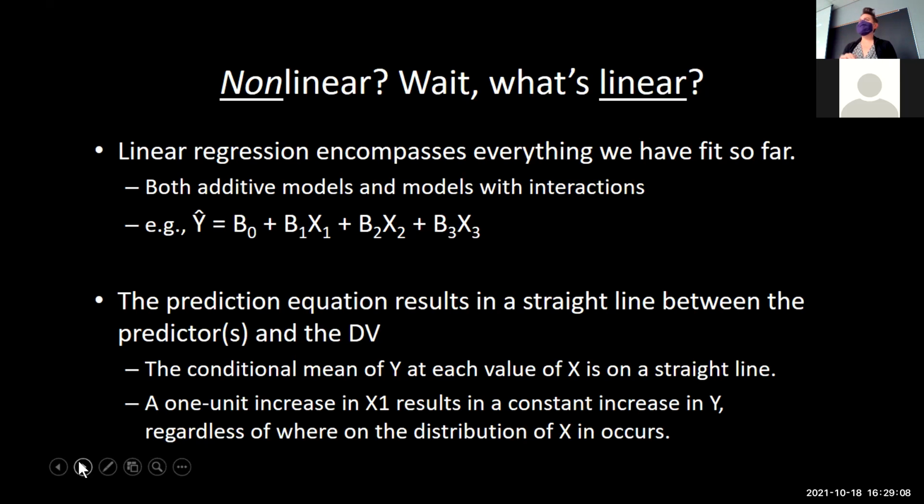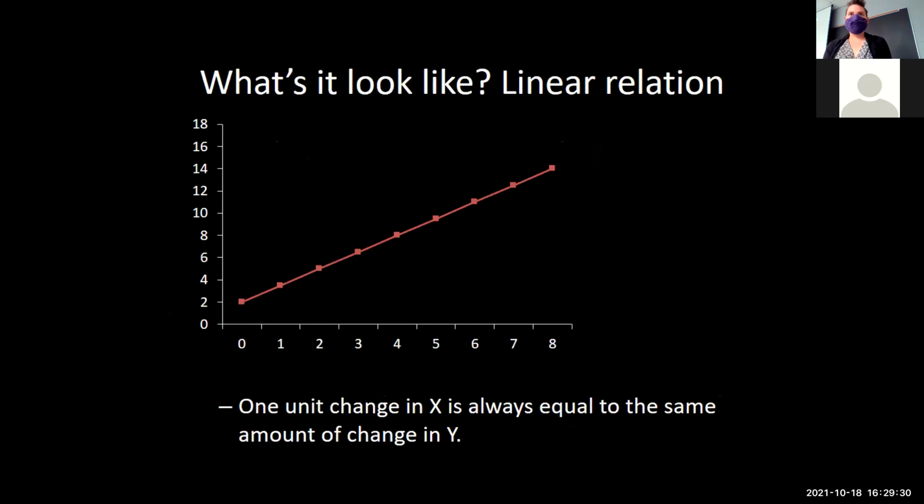So you get a conditional mean of y for each value of x, and every time that you solve an equation, when you solve for y using that equation, all those results you plot in a straight line. That's all. So a 1 unit increase in x is always the same increase in y. Here's a linear relationship. A 1 unit change in x is always equal to the same amount of change in y. We've drawn a lot of lines in this class.